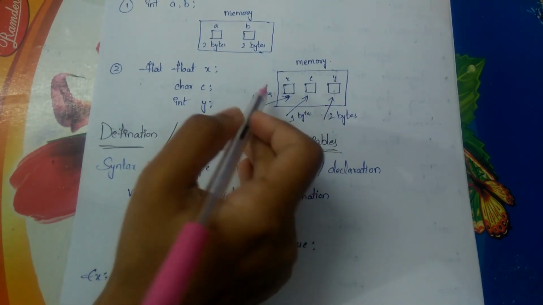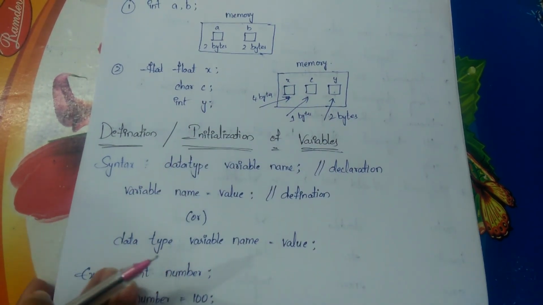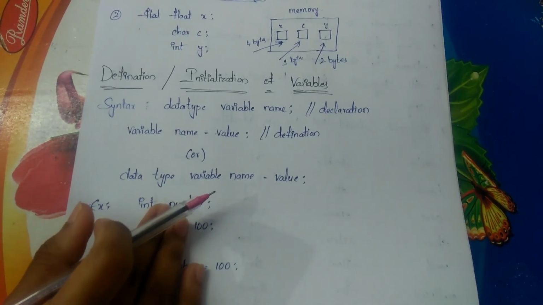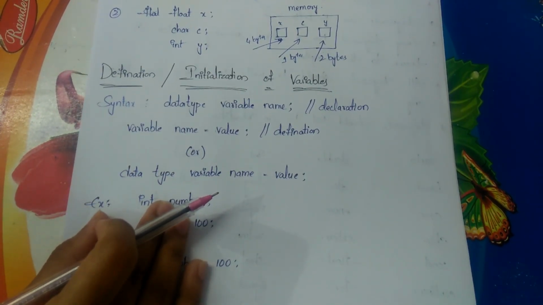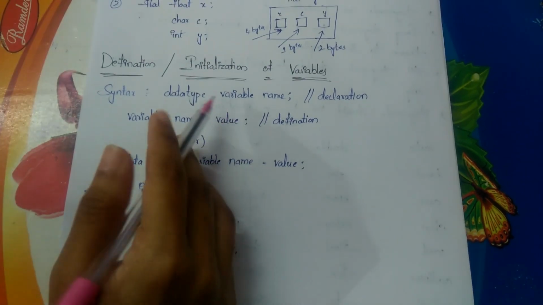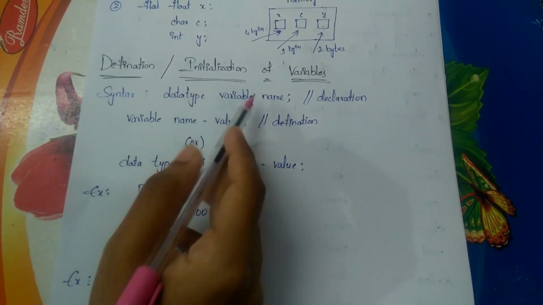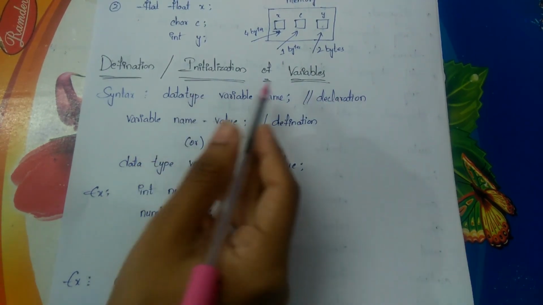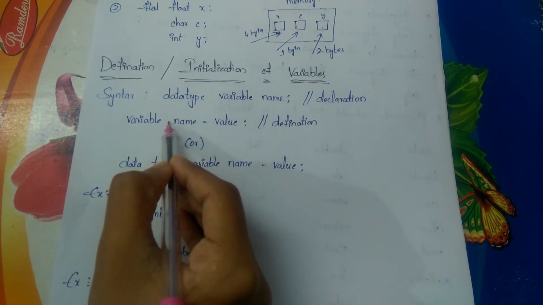Now let us see the definition or initialization of variables. Now we have to declare the variable; declaration of variables is completed. Now we have to initialize the variables. For that, the syntax is data type and the variable name. This is called the declaration, and after declaration we have to initialize it.